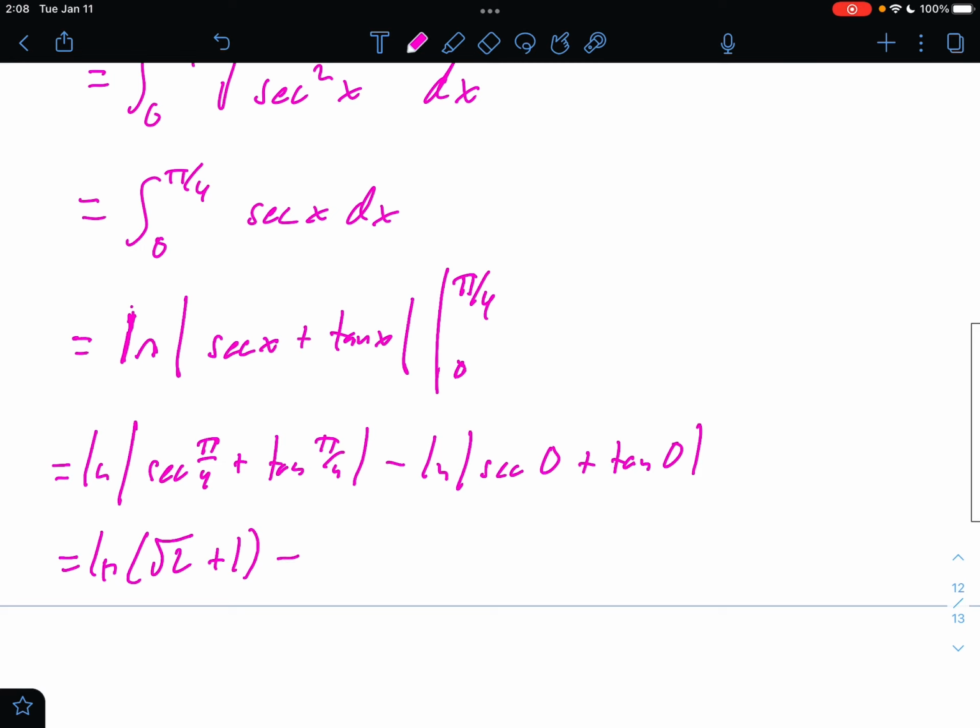Minus natural log of secant of 0. Remember, that's just the reciprocal of cosine of 0. So that's 1. Tangent of 0, sine over cosine, will be... I'm sorry, tangent of 0 is not root 2. Tangent of 0 is 0. Okay, so this is just the natural log of 1, and we should know the natural log of 1 is 0, so technically all this is gone, and our final answer here is natural log of root 2 plus 1.